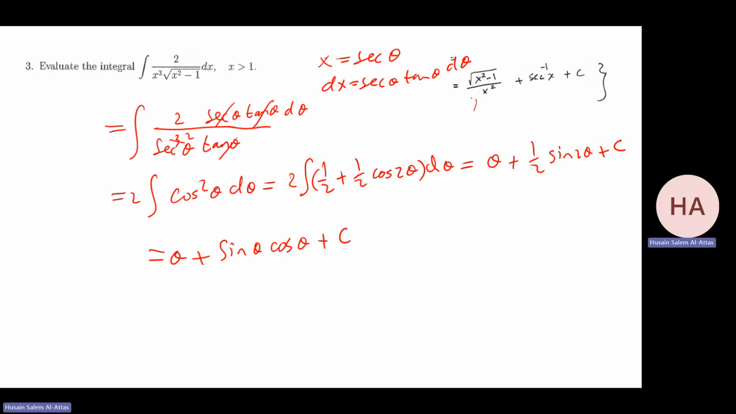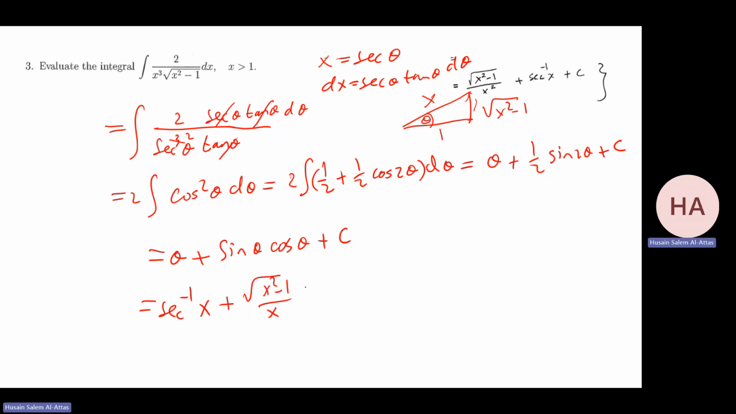Now use the triangle. This is theta. So this is x, this is 1, this is square root of x squared minus 1. Okay, so that will be secant inverse of x plus sine is what? Square root of x squared minus 1 over x.